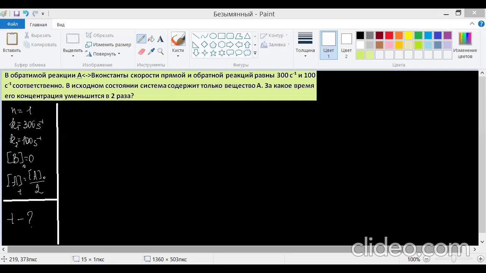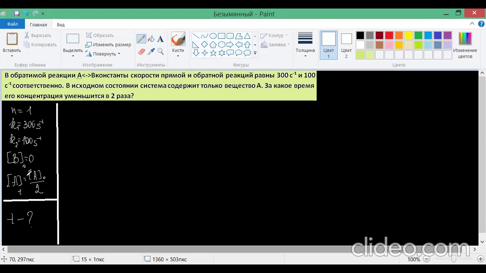So we've got a system in which a reversible reaction occurs. Reversible means that A transforms into B and B in turn transforms into A. And we've got the rate constants for the forward and reverse reactions. So K1 is the forward rate constant, and it's equal to 300 seconds raised to minus 1, while that for the reverse reaction K2 equals 3 times as little as K1.